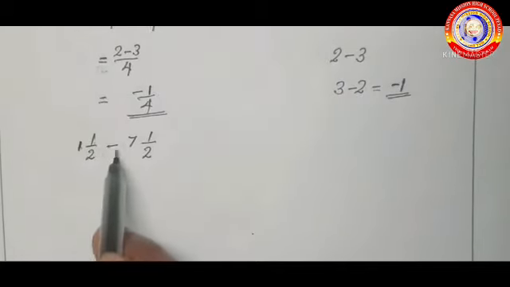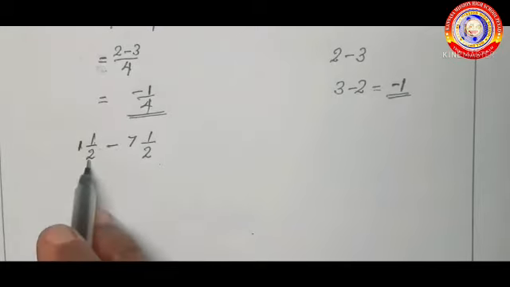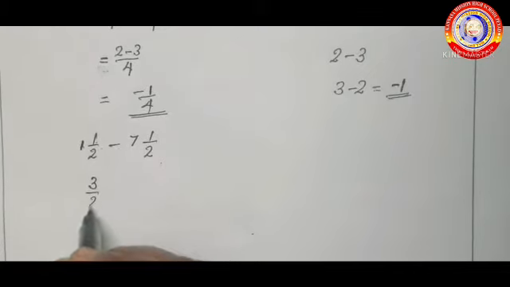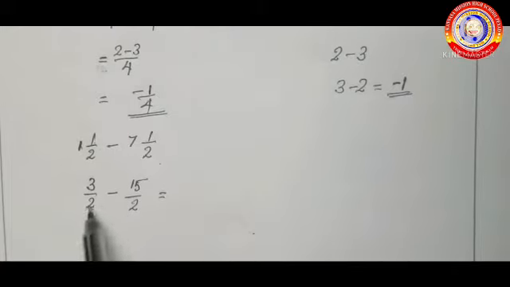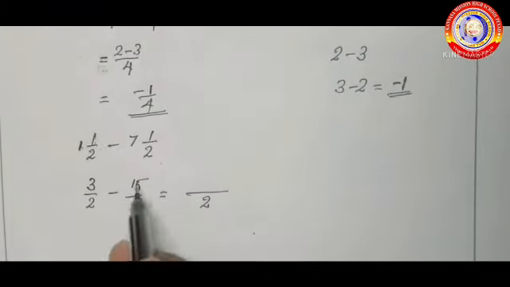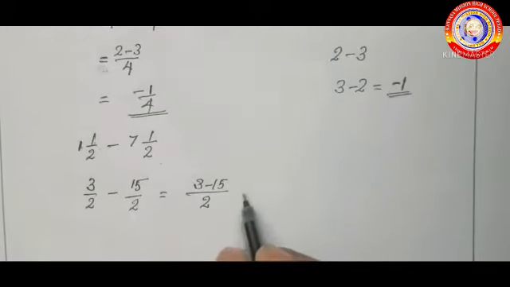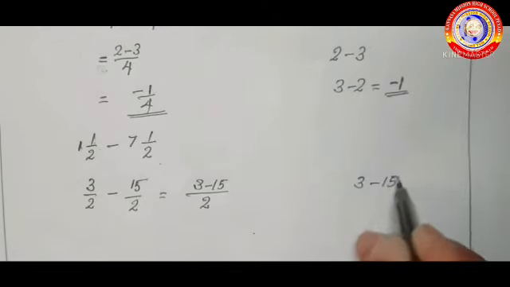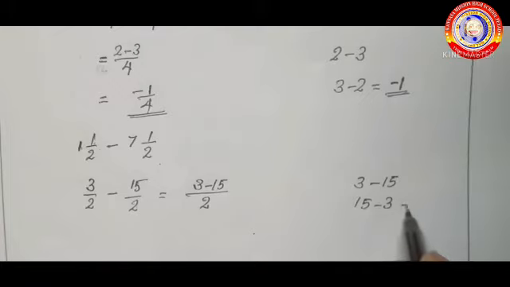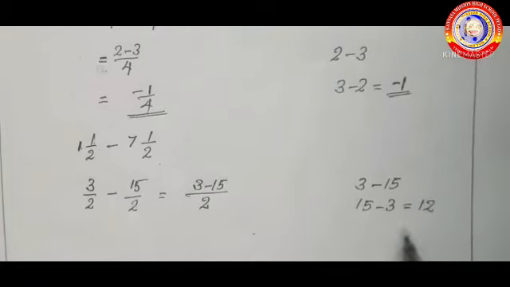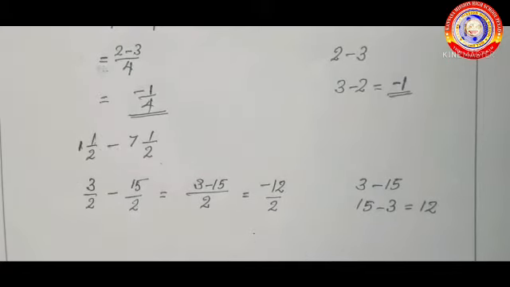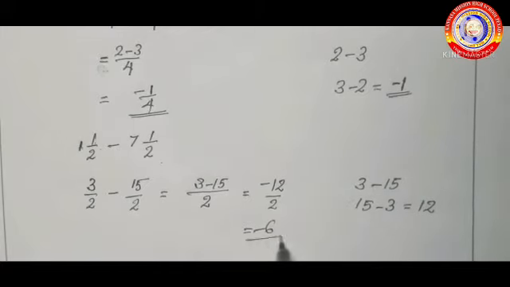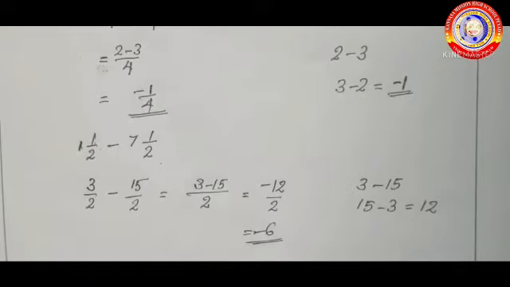Next question, find 1 and 1 by 2 minus 7 and 1 by 2. Here, the mixed fraction is converted into improper fraction. So, 1 and 1 by 2 is 3 by 2 minus 7 and 1 by 2 is 15 by 2. Then, the denominators are same, so we have to subtract the numerators 3 minus 15, with the same denominator 2. We know that 3 minus 15 have different sign. So, we subtract the smallest number from the largest number. That is 15 minus 3. 15 minus 3 is 12. Then put the sign of 15. That is minus 12 by 2. Minus 12 by 2 is minus 6. So 3 by 2 minus 15 by 2 is minus 6.